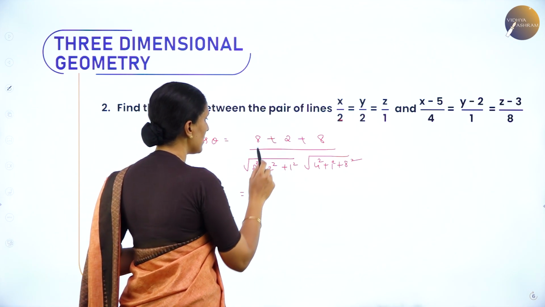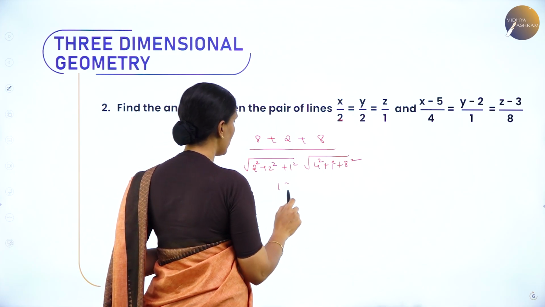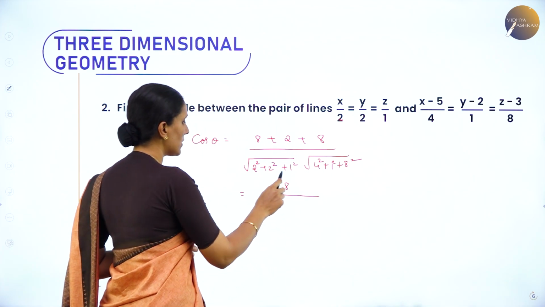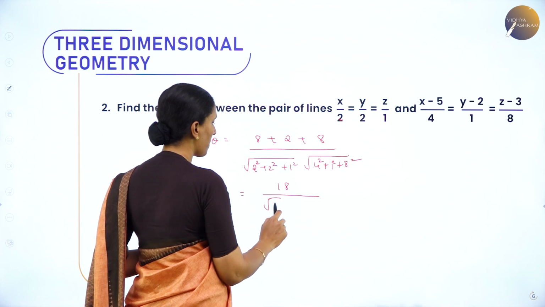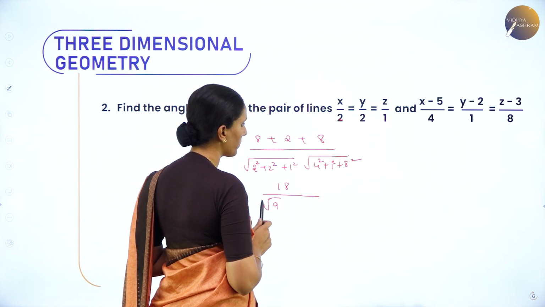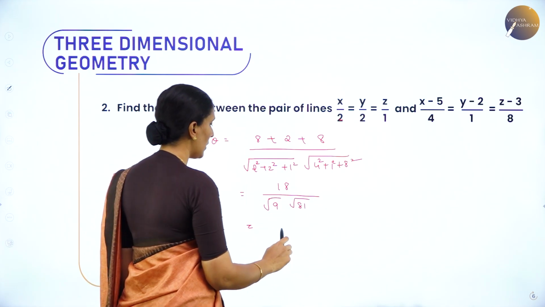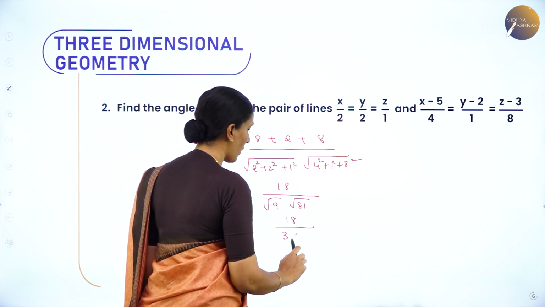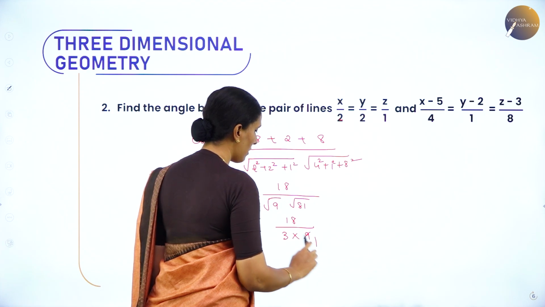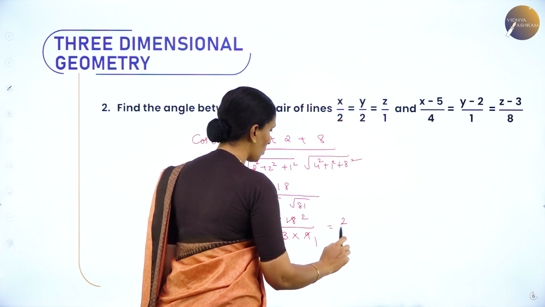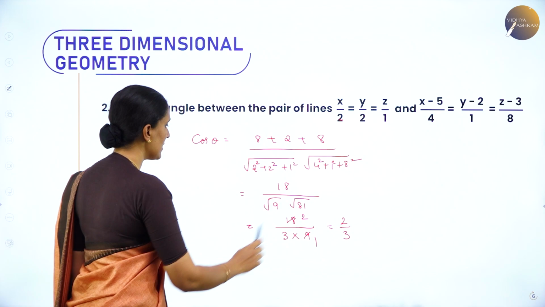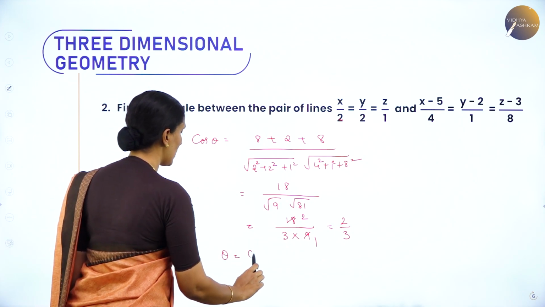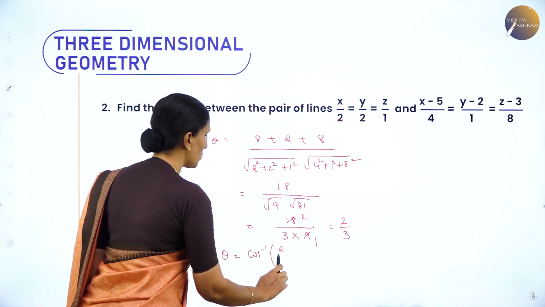Now the numerator is 8 plus 2 plus 8, 18, whole divided by root 9 and here root 81. So clearly it is 18 by, square root of 9 is 3, square root of 81 is 9, 9 ones are 9, 9 twos are 18, so 2 by 3. So cos theta is 2 by 3, so theta is equal to cos inverse of 2 by 3.